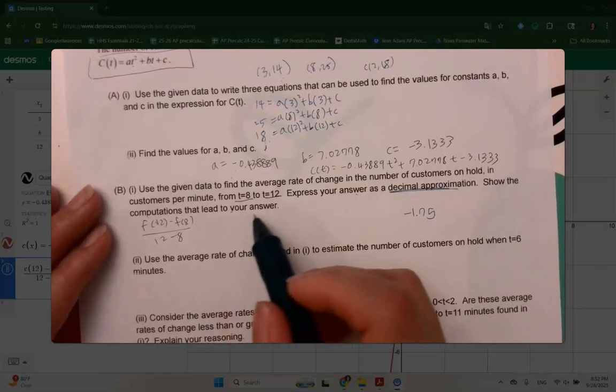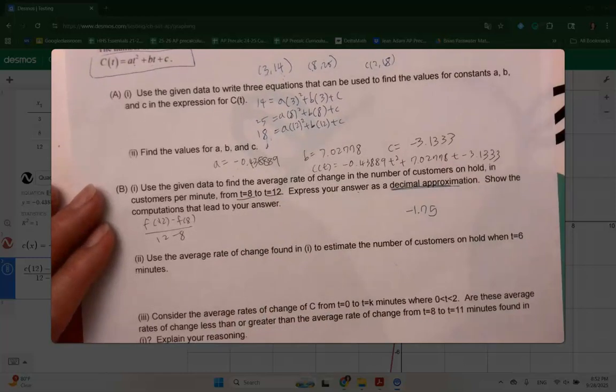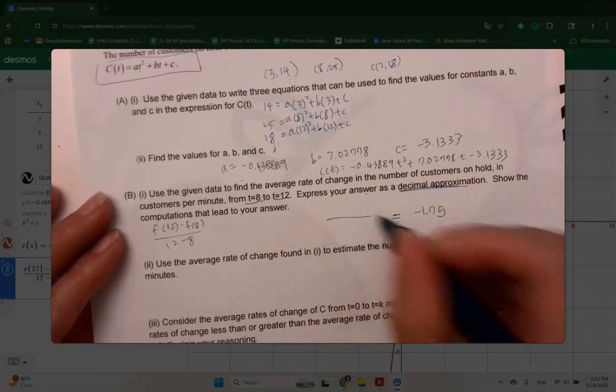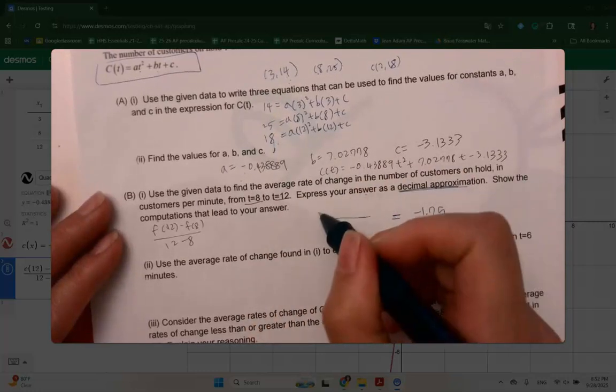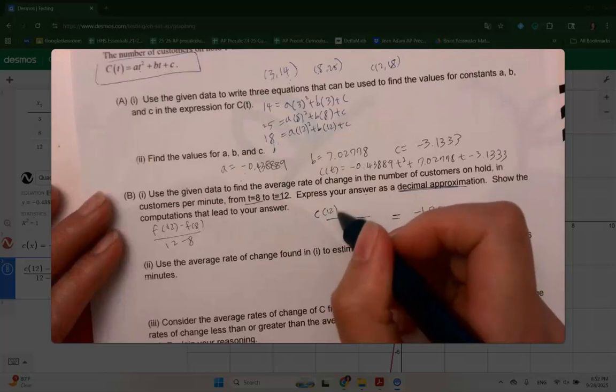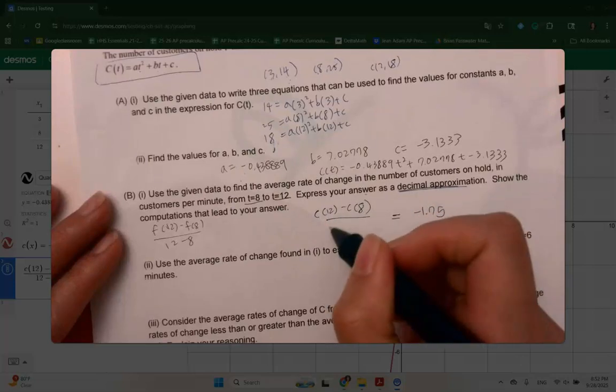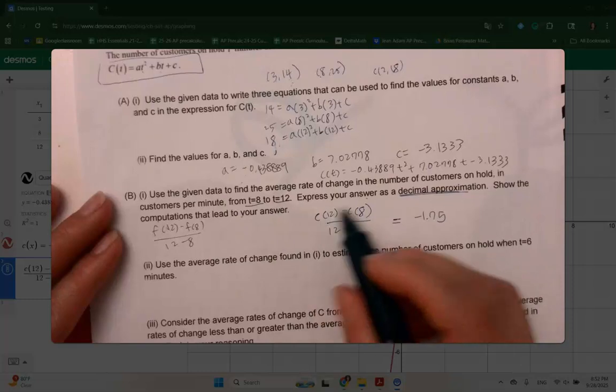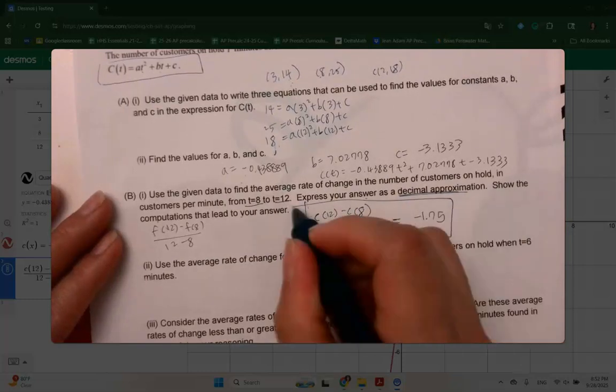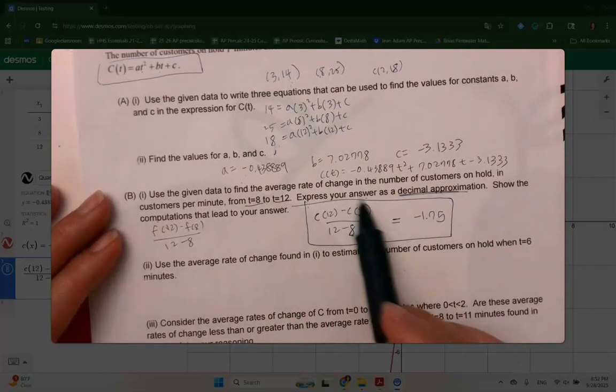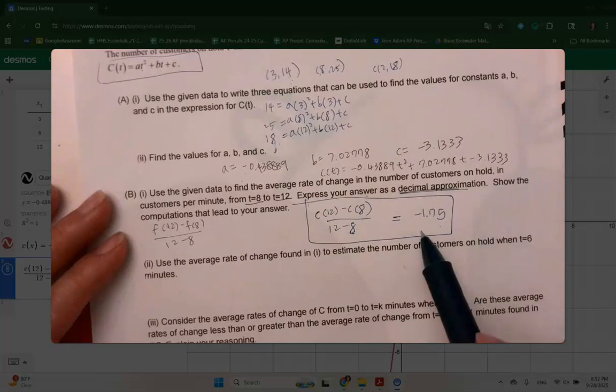Show the computation that led to your answer. So whatever I put in as a decimal, I have to show the grader what I put in. Remember, I put C of 12 minus C of 8 divided by 12 minus 8 equal to that. So you can put that in. This is a perfect answer right here. You're showing what you plugged in and what answer you got.